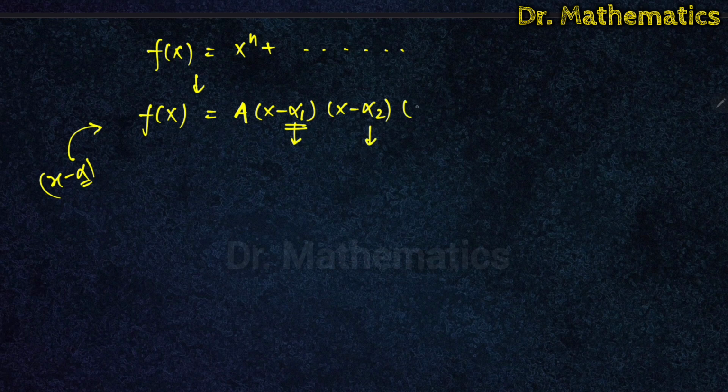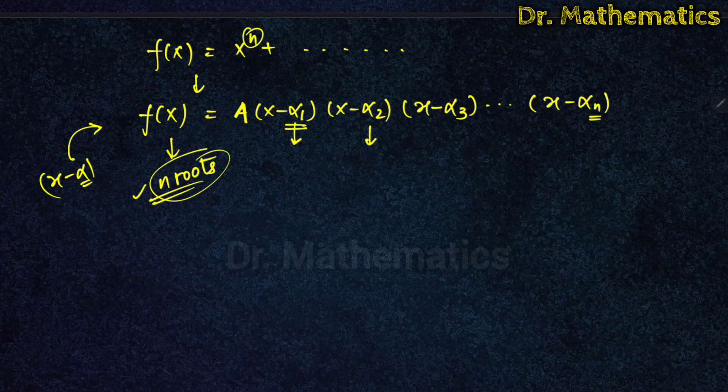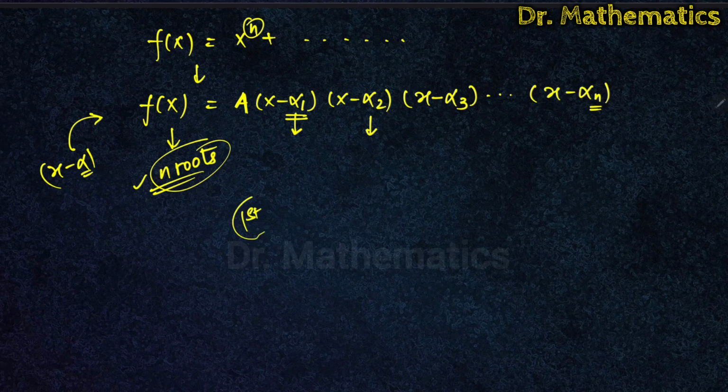So how many times do we have to write this? n times, up to x minus alpha n. So how many roots are there in this equation? Sir, degree n means n roots. If a polynomial of degree n vanishes for more than n values of x, it must be identically zero. This is the first lecture where we started our higher mathematics.